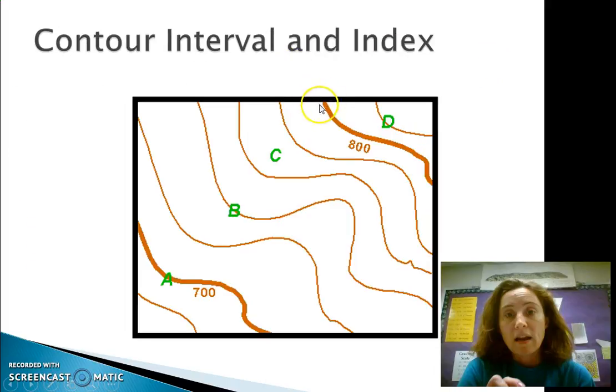Okay, so in this case, this 800 is one of our index lines. Okay, over here we've got 700, also an index line. So you can see that there's an interval, 1, 2, 3, 4, 5 spaces between 700 and 800. That gives you an interval of 20. So if this is 700 feet, this is 720 feet, this is 740 feet, 760, 780, up to 800.